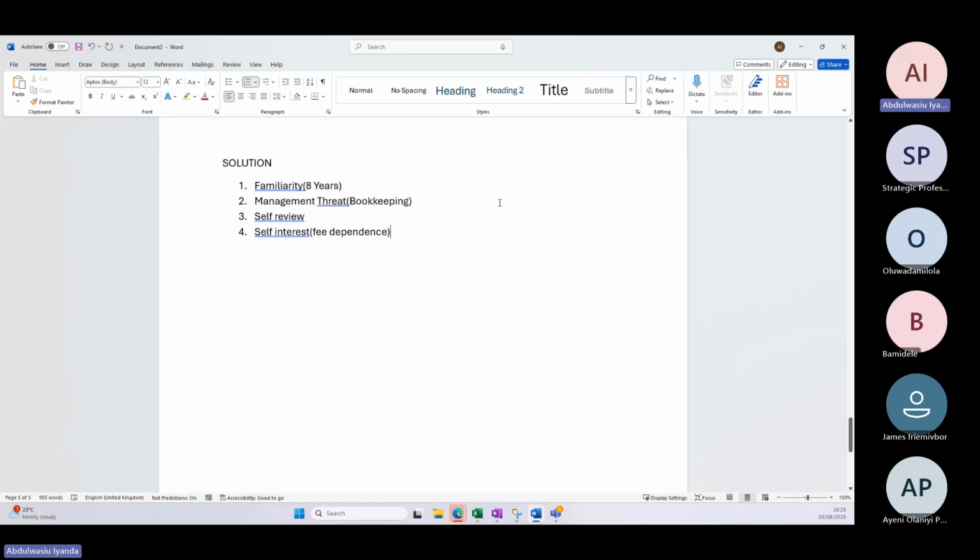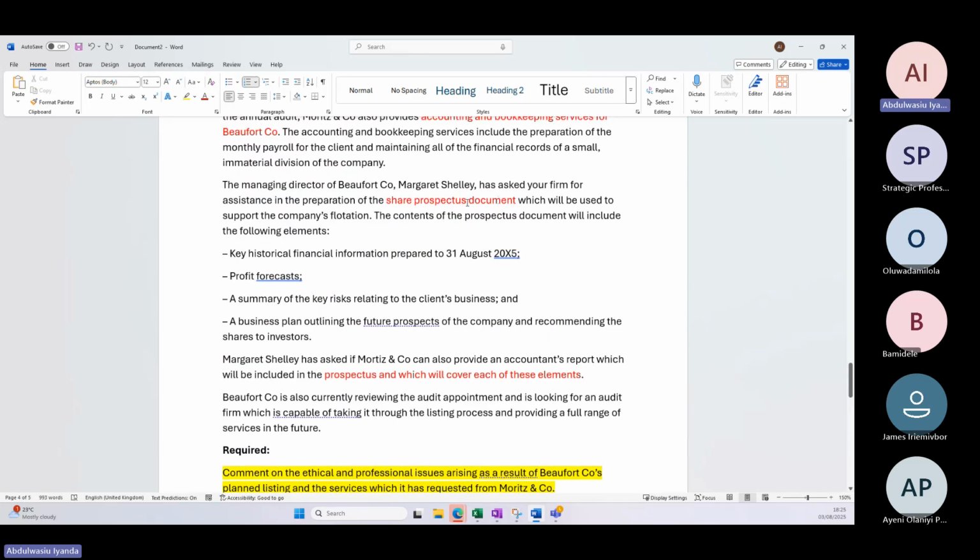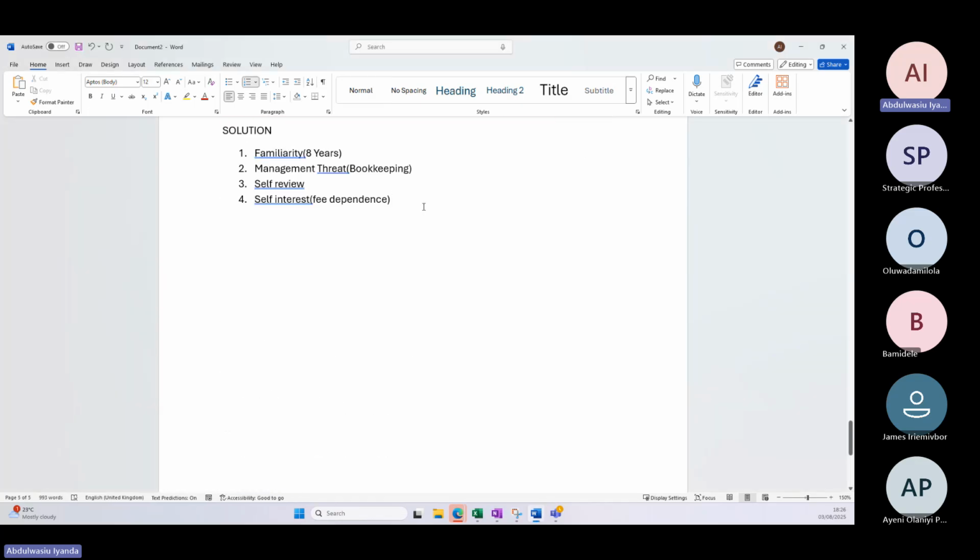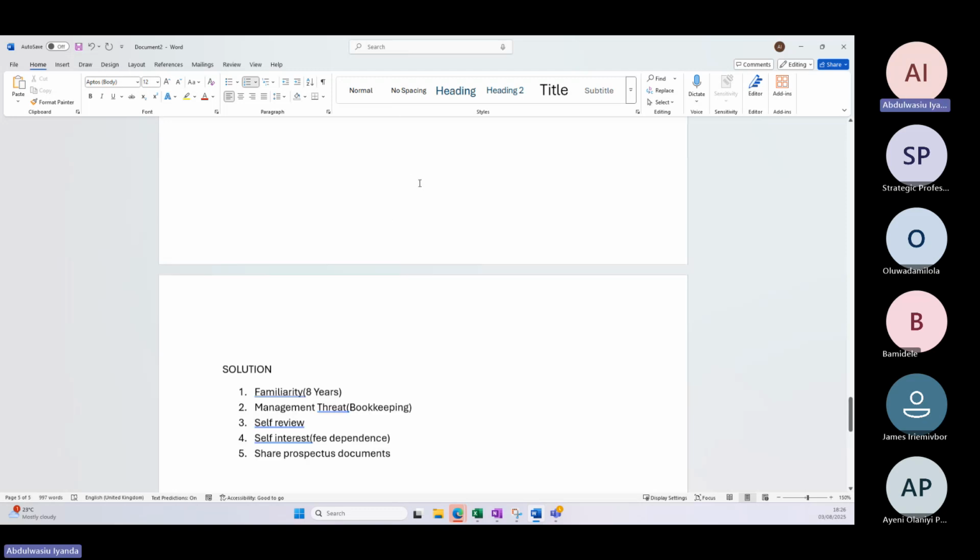Is there any other one that we can identify from this case? At least we have not made any information relating to this now. Think of it now. The managing director has asked your firm for assistance in the preparation. So that's also another problem. Whatever the problem is, you identify it. Share perspectives, document. That's another one. What else can we identify?